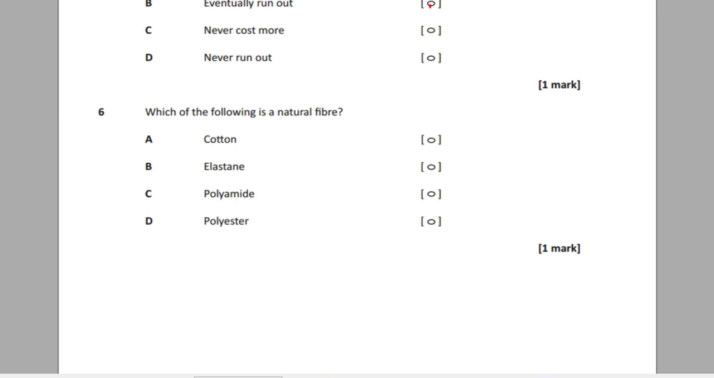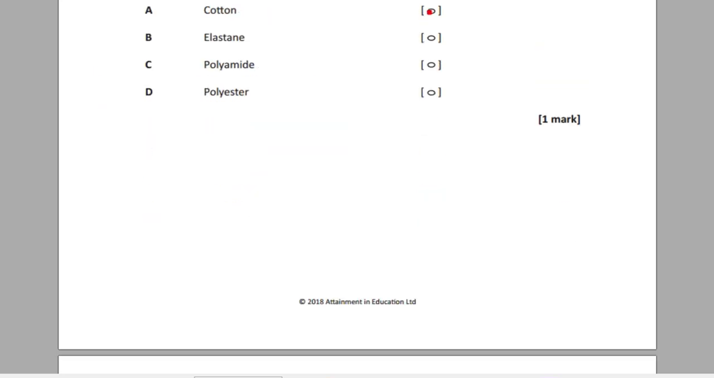So let's go to cotton. Well, cotton comes from a plant. It's naturally grown in hot climates. So which of the following is a natural fiber? It's more than likely to be cotton. Click on that. Move along.